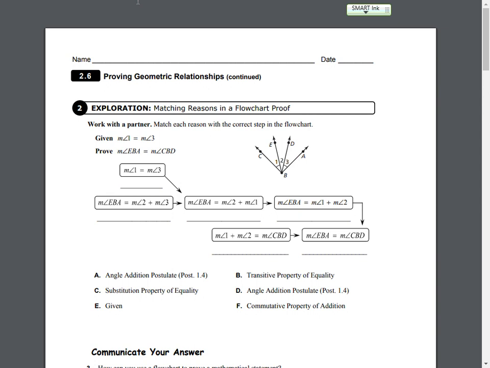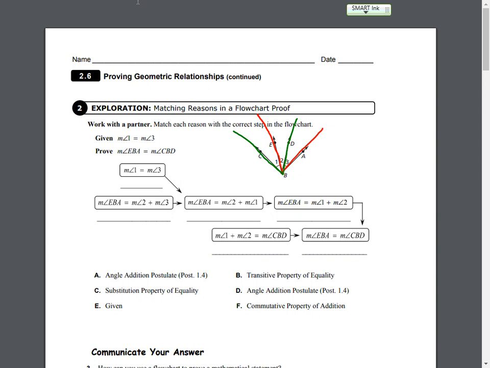We have to prove in this one that the measure of angle EBA is equal to the measure of angle CBD. And we're given that the measure of angle 1 equals the measure of angle 3. What we have to do is just fill out this flowchart. We have to match each statement with the letters down below. So I'm just going to write in red here what angles we're looking for. We're trying to prove that this angle in red, EBA, is congruent to CBD.